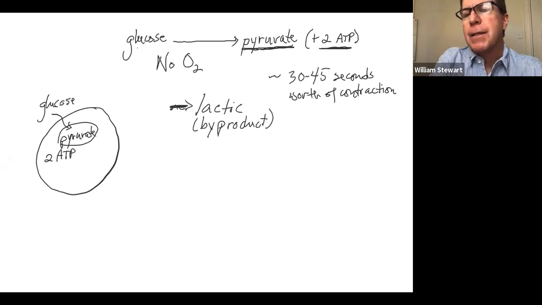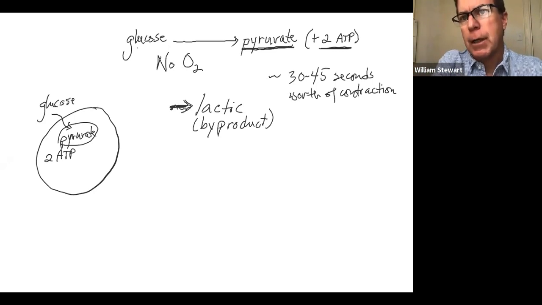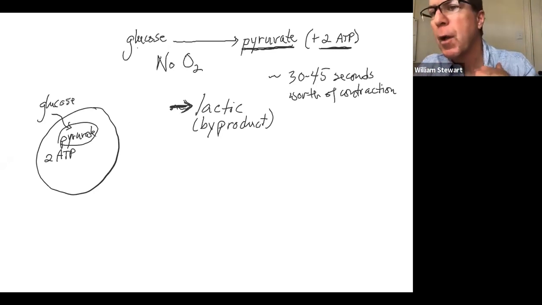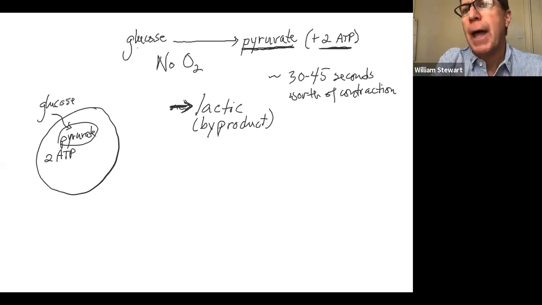Now, lactic acid can cause our muscles to burn. So if you've ever exercised really heavily, either weight training or jumping up and down, plyometrics, whatever, when your muscles start to burn, that is from lactic acid building up in your muscles.